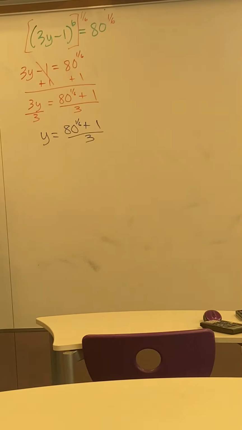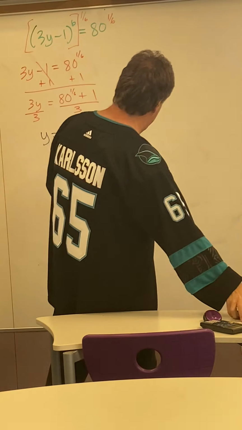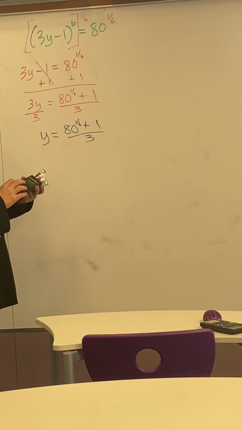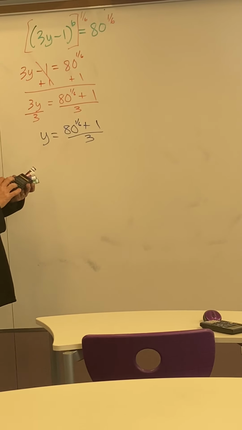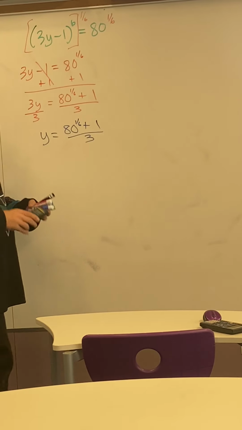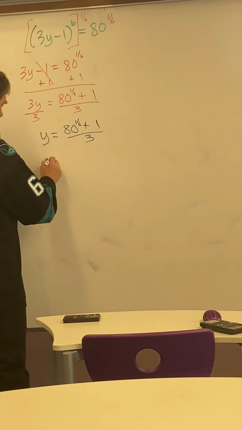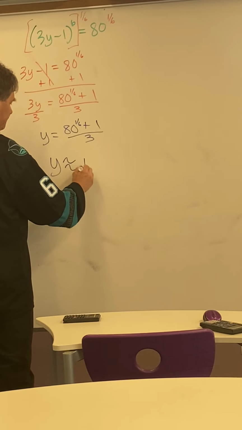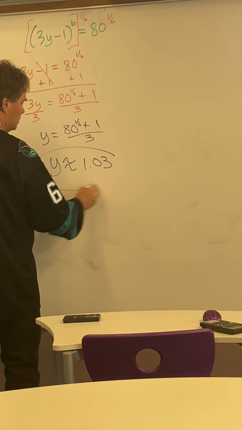Let's plug it into the calculator and see what we actually get. Okay, I'm going to do 80 raised to the power, parenthesis, 1 divided by 6, close parenthesis, equals, that's like 2.075 or whatever, plus 1 equals 3.075 divided by 3 is 1.0252, so about 1.03 approximately. So there you go.